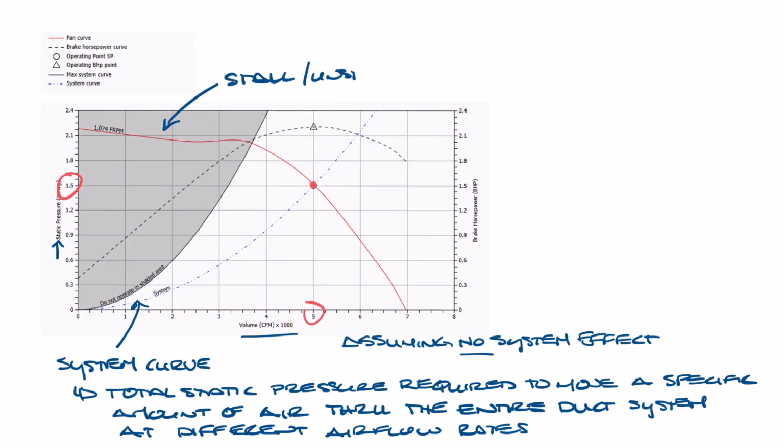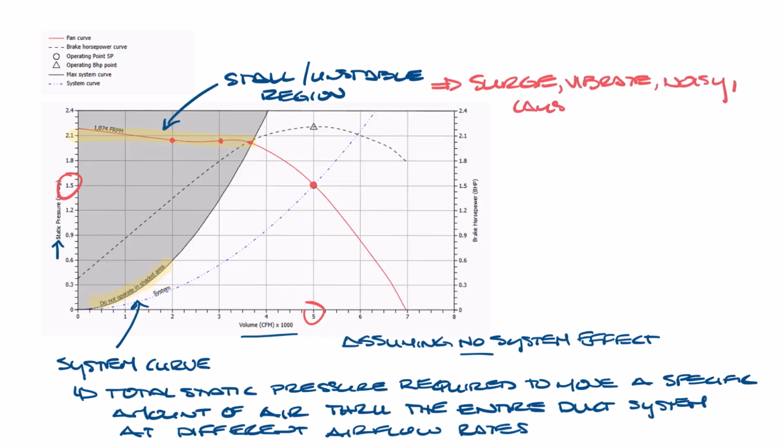This shaded area on the left is the stall or unstable region. You can see that around 2 inches of static, there are a couple airflow points on the fan curve. So will the fan operate at 2,000 CFM or 3,000 or maybe 3,500? If you operate there, the fan can surge, vibrate, get noisy, or even cause damage to the fan components. So we want our design point to be well to the right of that unstable region.